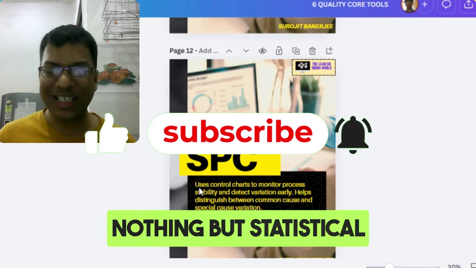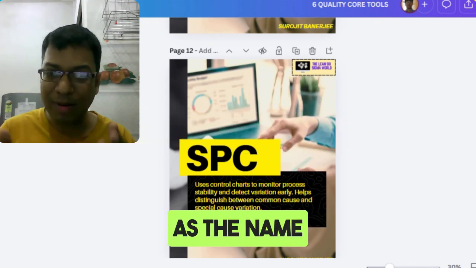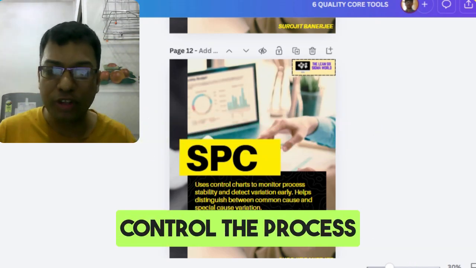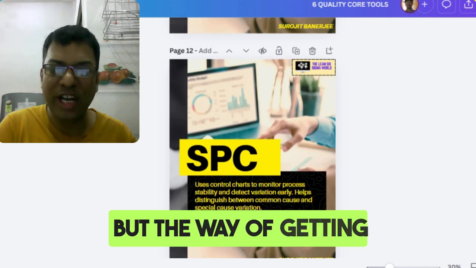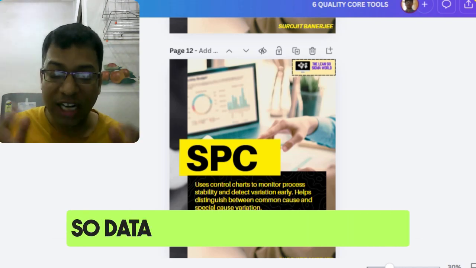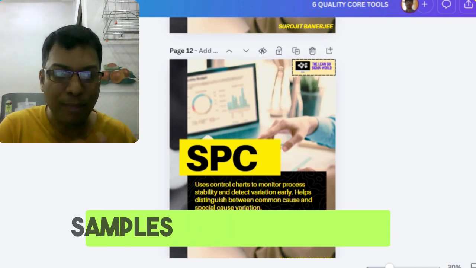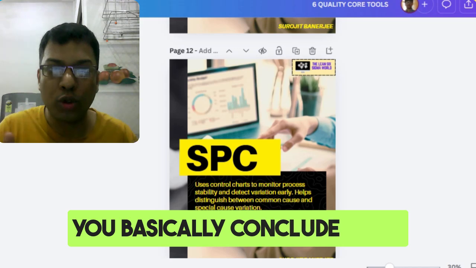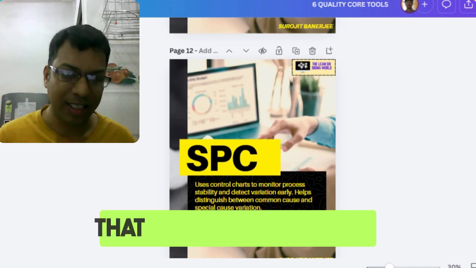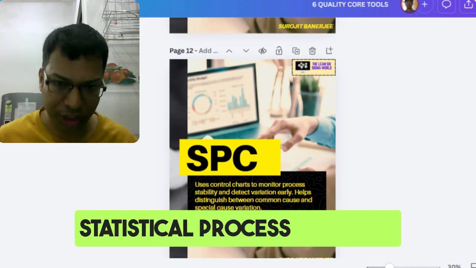Now, SPC. SPC is nothing but statistical process control. As the name implies, we can control the process by means of statistics. And statistics is nothing but a way of getting information from the data. So data is taken from a whole population. You take some samples and you analyze them, and based on that you conclude over the entire population. That is basically done in statistical process control.